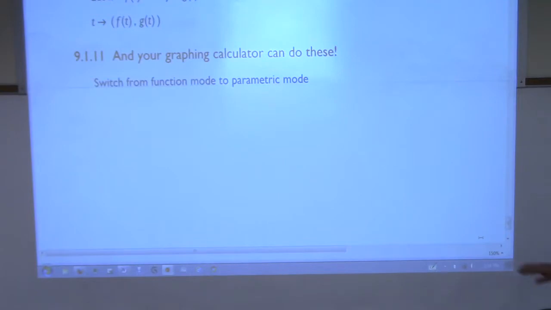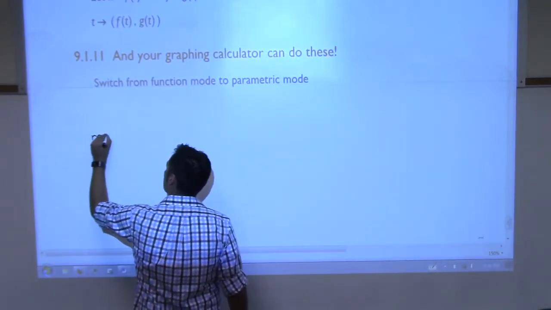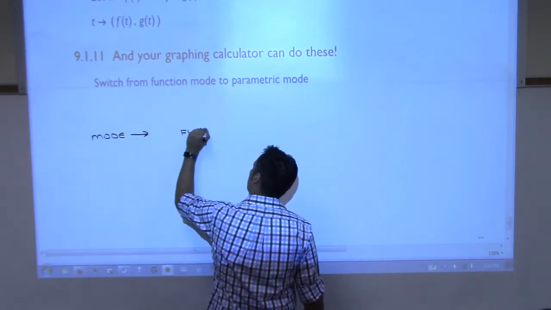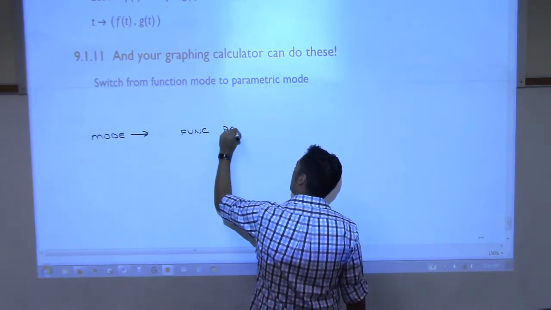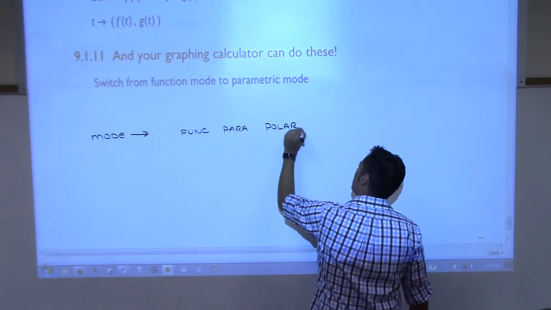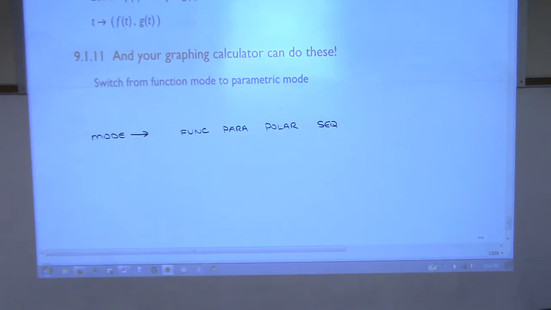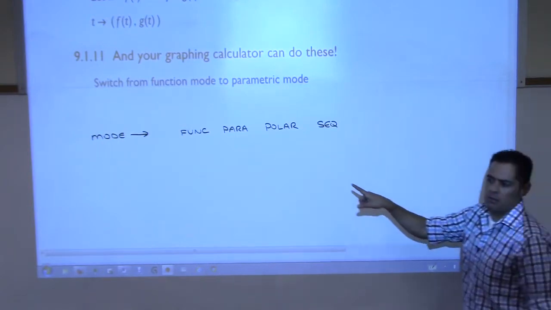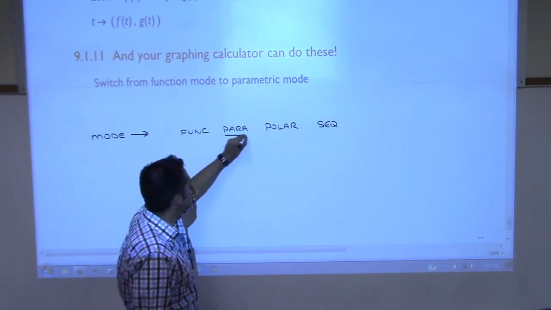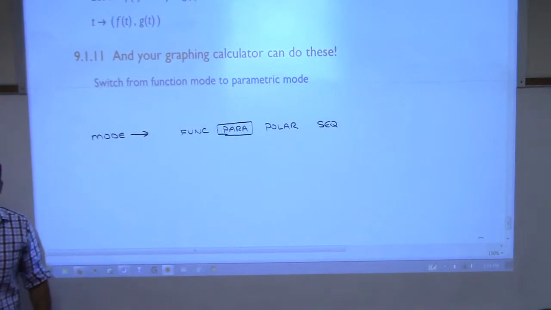Okay, so here's what I want you to do if you have your calculator. I want you to go to the mode. And then in mode, you should have some options there for like func or something like that, para, and then you have polar, and I think there's even an option for sequential, something like that. Yeah. All right, I want you to switch. The default setting is function, and that's like y equals f of x. But there's a parametric mode, so go ahead and select parametric, and then go to graph something.